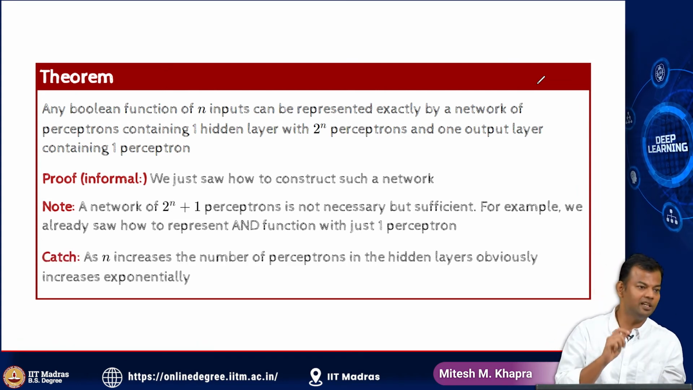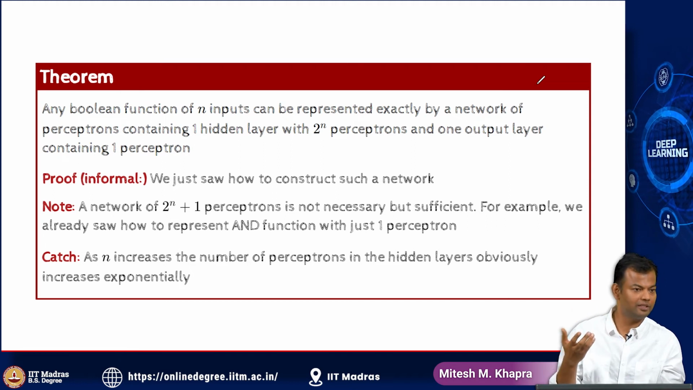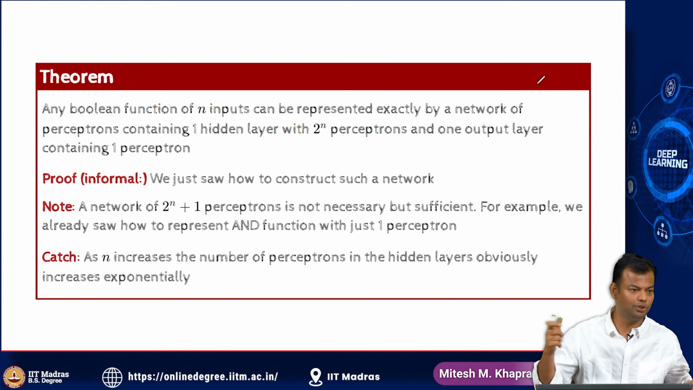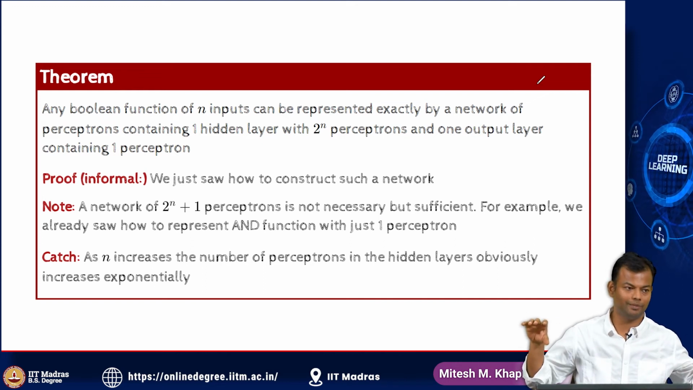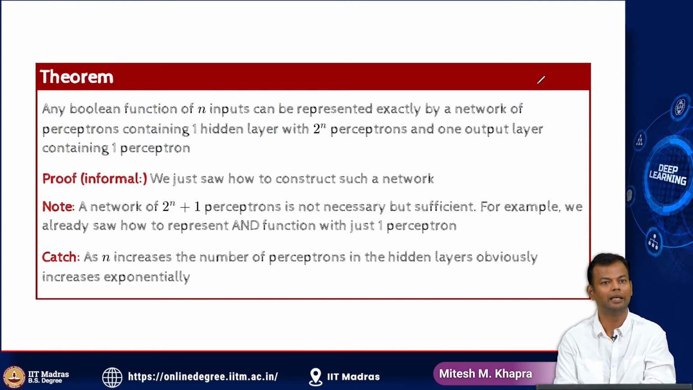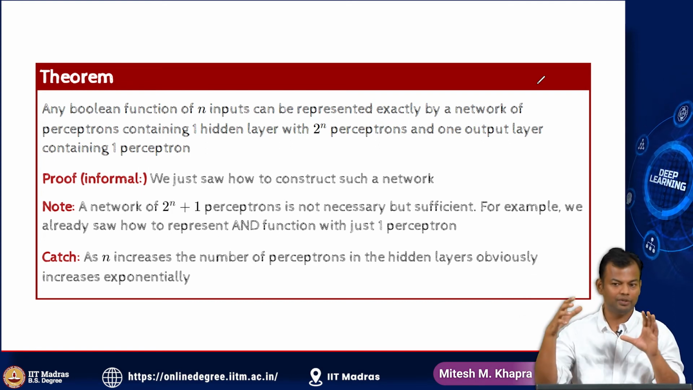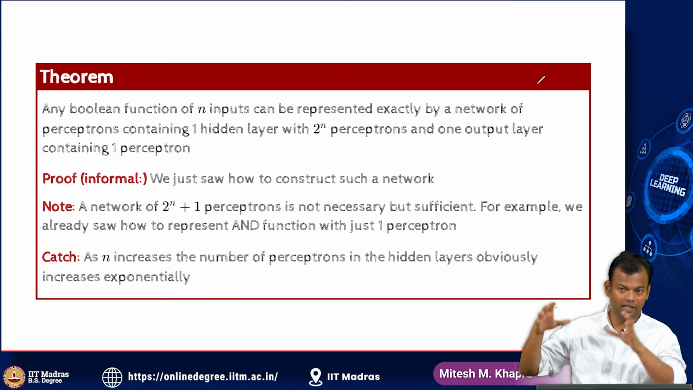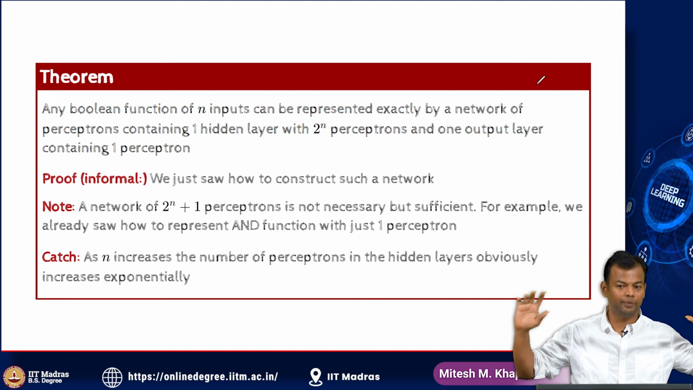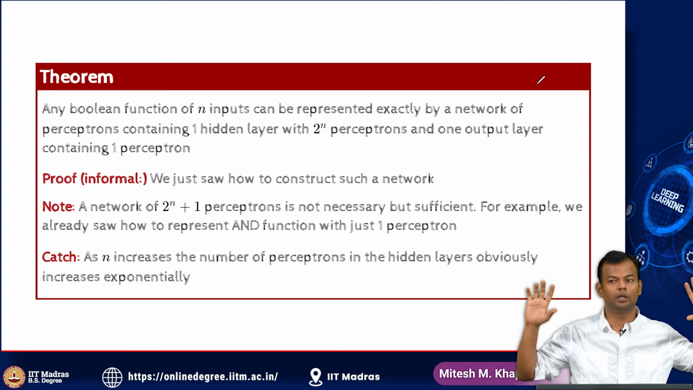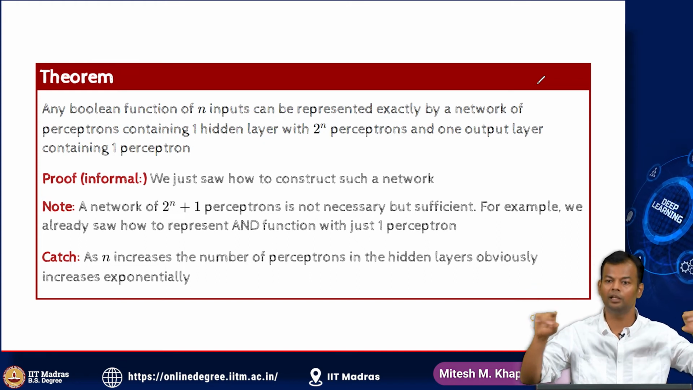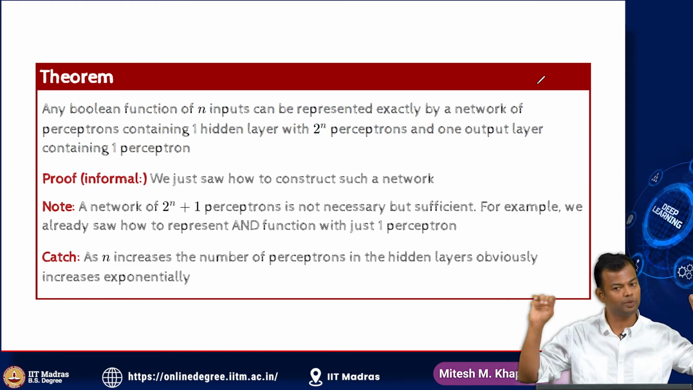And the catch here is, of course, while this theorem looks interesting, that as n increases, even if it becomes 10, 20, 100 also, it becomes unmanageable, right, because you will have 2 raised to 100 neurons, which is obviously going to be very large, right. So, this increases exponentially. So, we will have to see a way of coming back from this exponential situation. But for now, we are happy that even if there are Boolean functions which are not linearly separable, which a single perceptron cannot handle, we can have a network of perceptrons which can handle that.